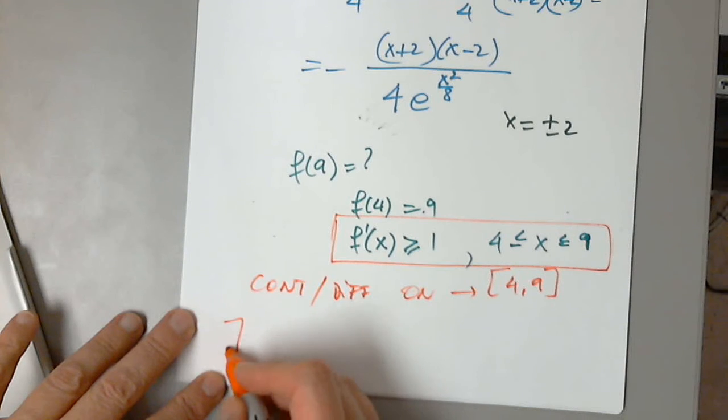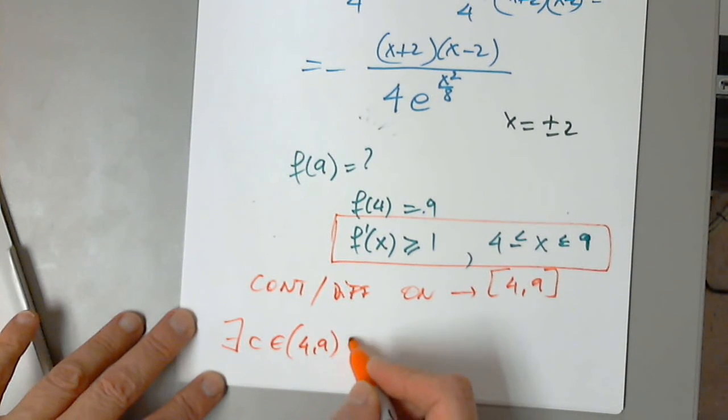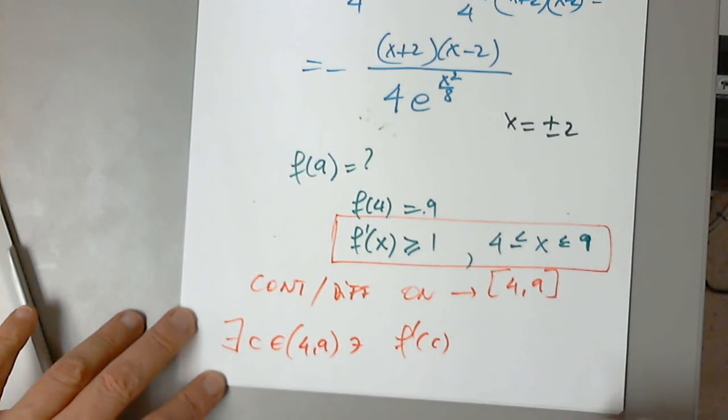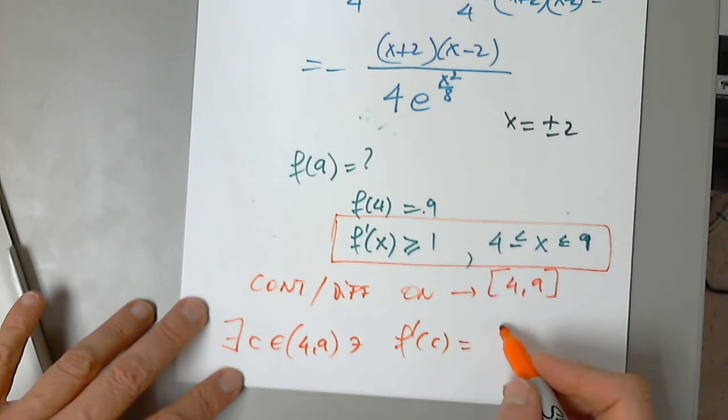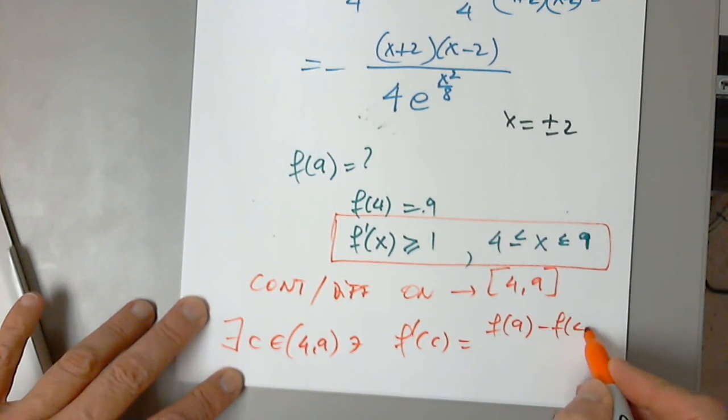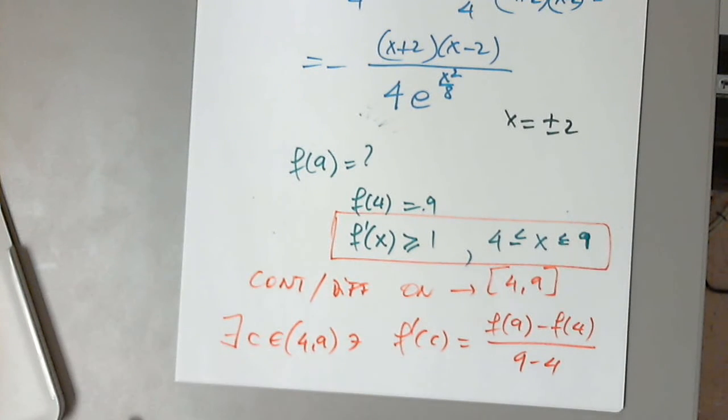So therefore, there must exist a c between 4 and 9 such that f prime of c equals f of 9 minus f of 4 over 9 minus 4. Because the function that we're given fulfills the two requirements of the mean value theorem, continuous and differentiable. Of course, because if the function is differentiable, it must be continuous. We know that. But if it is continuous, will it automatically be differentiable?